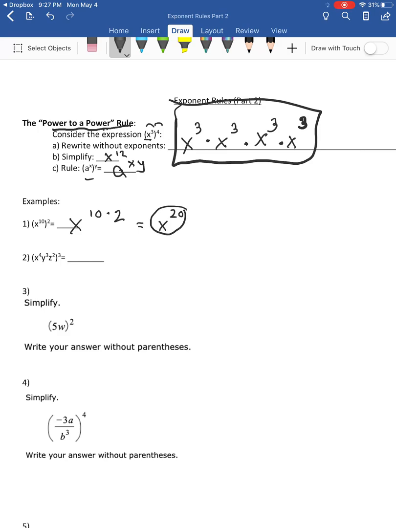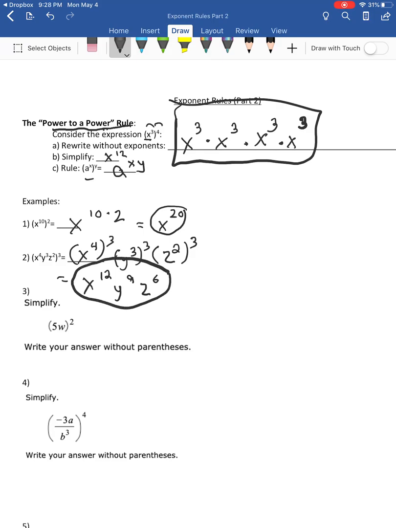Okay, so we have x to the 4th to the 3rd, and then we have a y to the 3rd to the 3rd, and then we have a z squared to the 3rd. Okay, so we just distributed the exponents. And now we'll simplify using our power to a power rule. That's going to be x to the 12th, y to the 9th, z to the 6th. Okay?